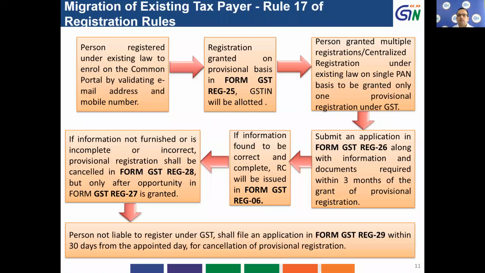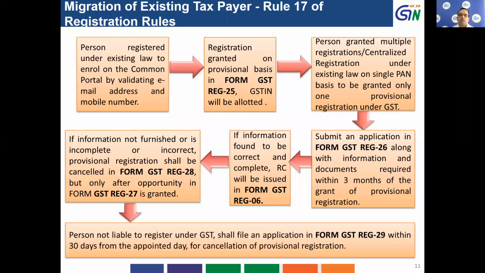So registration is granted on a provisional basis, and the form in which registration is granted is GST Reg 25. A person holding multiple registrations under existing law on a single PAN basis will be granted one provisional registration under GST, and he is supposed to submit form GST Reg 26 with all the documents within 3 months of the appointed date. If the information he has submitted is found to be correct, then the RC will be issued in form GST Reg 06. If information is not furnished or is incomplete or incorrect, then the provisional registration shall be cancelled, and that will be intimated to the taxpayer in form GST Reg 28. But an opportunity will be given, which will be conveyed to him in form GST Reg 27.